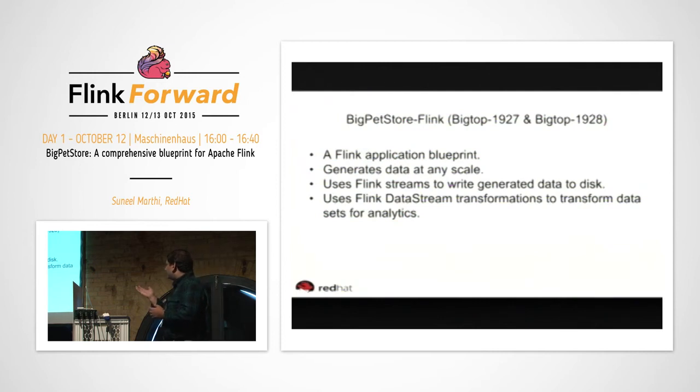So we have an initial implementation that's using Flink streams to generate data, and the generated data is written to the disk. And then we have a downstream process, which is a data transformation process. It reads the generated data from Flink streaming, and then does a data transformation on that, and it transforms the data and builds a recommender around the purchases based on the simulated data. And those are the Bigtop JIRAs, 1927 and 1928. That's currently in place to track this integration.